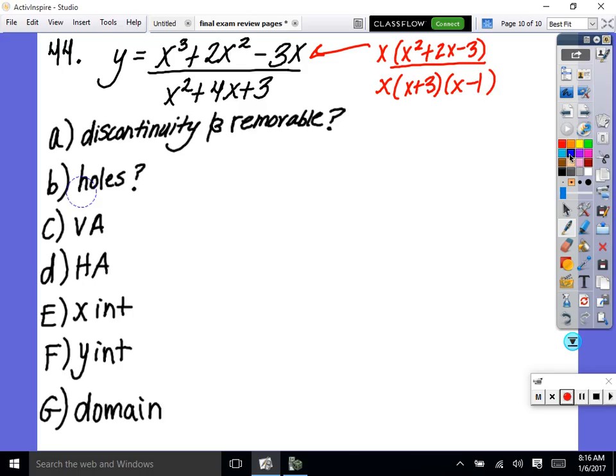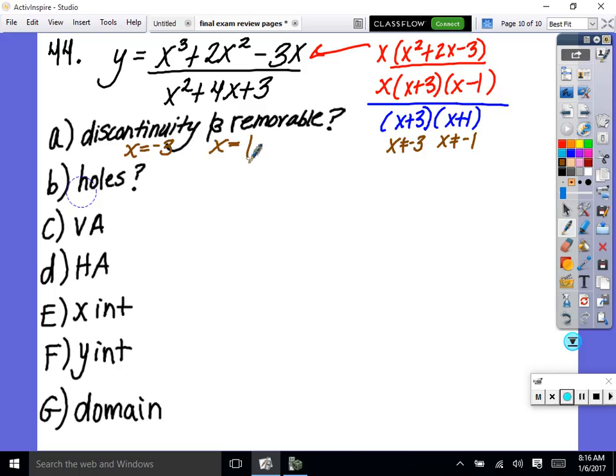So that was the top. The bottom factors out to be, if the quadratic, push pause, it factors out to be x plus 3 and x plus 1. Okay, so it says, what are the discontinuities? That's when the bottom equals 0. So x cannot equal negative 3, x cannot equal negative 1. So our discontinuities are at x equals negative 3 and x equals negative 1.